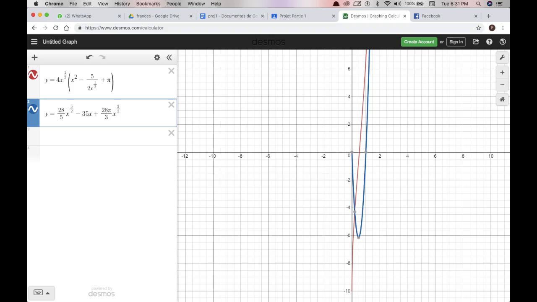As you can see, the blue graph is the antiderivative of the red graph. This makes sense since the derivative of a quadratic function gives you a linear function, so the antiderivative of a linear function will give you a quadratic function.